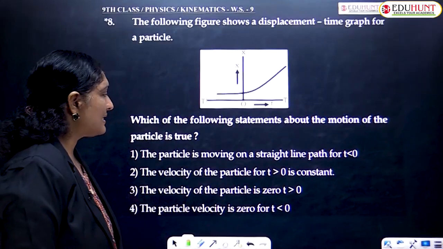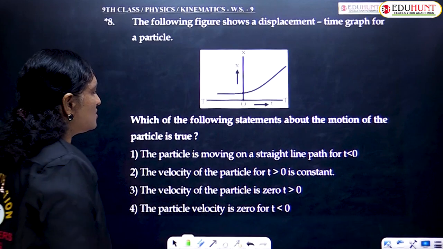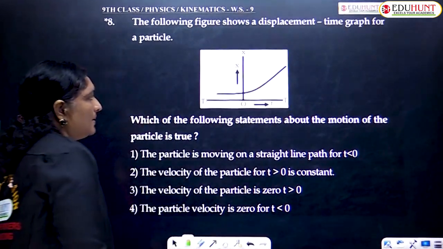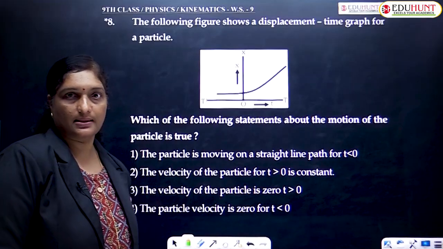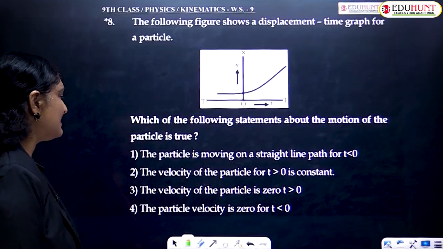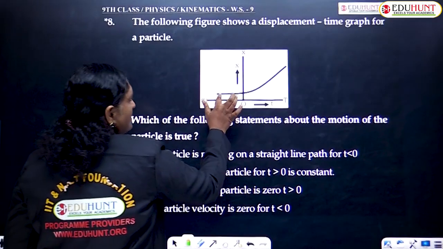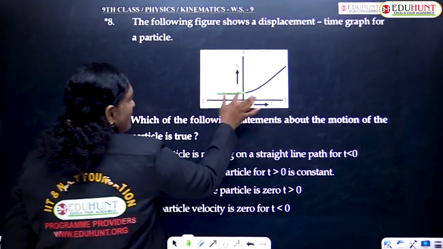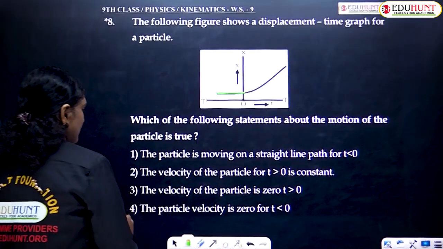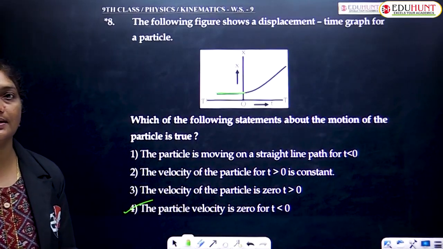The velocity of the particle is 0 at t greater than 0. At t greater than 0, is the velocity 0? No. Because some displacement is there. So, displacement is not 0. The particle velocity is 0 for t less than 0. Yes, for t less than 0, it is parallel to the x-axis. Parallel to the x-axis indicates that velocity is 0. So, for t less than 0, the particle velocity is 0.